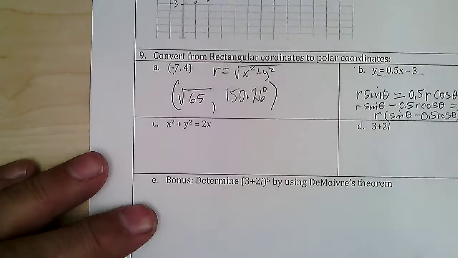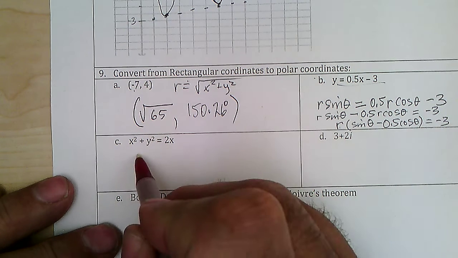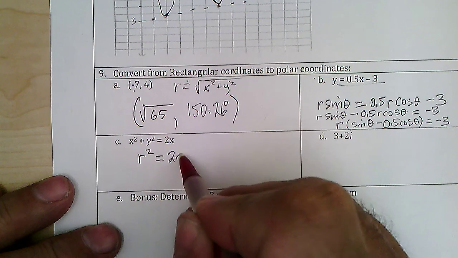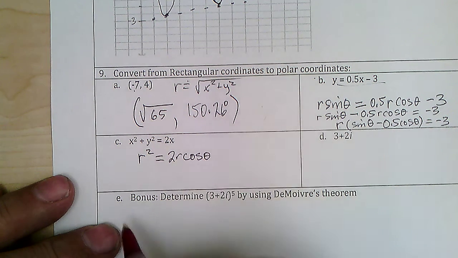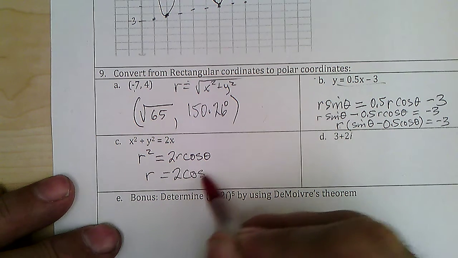Okay, convert this one. So x squared plus y squared is r squared, and 2x is 2r cosine theta. And you could divide both sides by r, and so you'd get r equals 2 cosine theta.